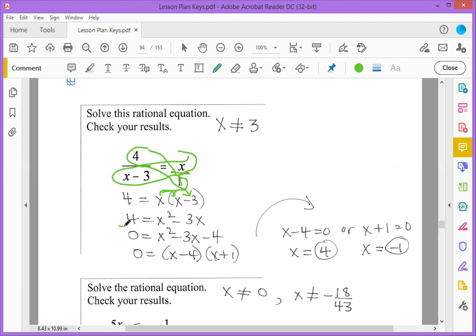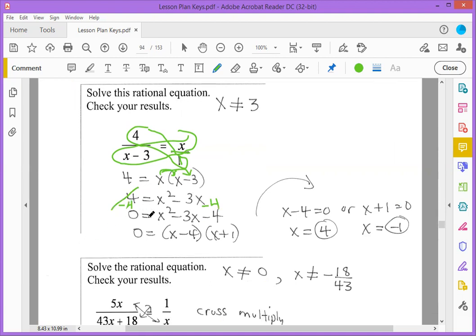Now we're going to carry this 4 over to the right side of the equation. We'll subtract 4 from both sides of the equation. The 4's will cancel on that left side, leaving 0 equals x squared minus 3x minus 4. Now we're going to factor this trinomial. X squared we factor using x and x. Minus 4 we factor using -4 and +1. And next we're going to set each of these factors equal to 0 and solve. So x minus 4 equals 0 and x plus 1 equals 0.